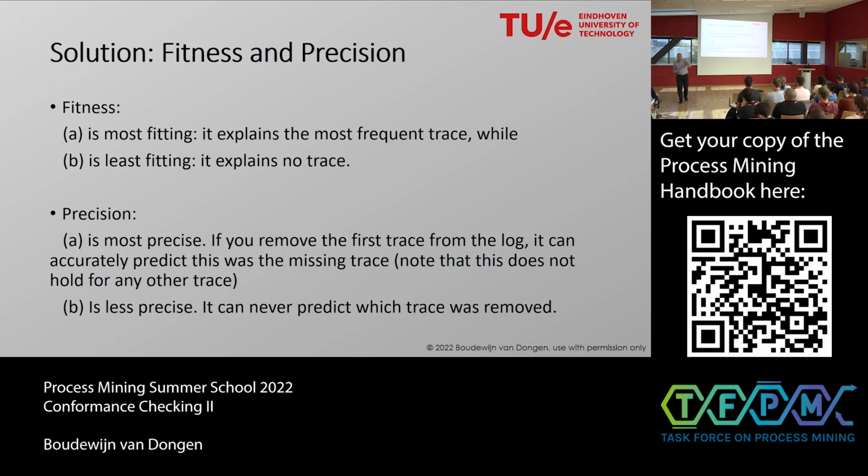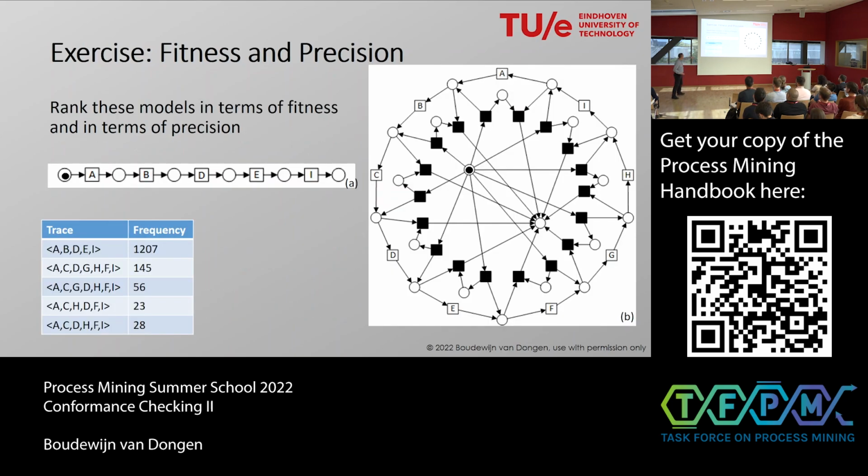If you remove this one trace from the event log, it can accurately predict that that is the one you removed. If I remove this trace from the event log, the first one, then it can actually predict that is the trace you removed from the data. If I remove the second trace from the event log, it will predict that you did not remove anything. And so does for the third, fourth, and the fifth trace. So there the prediction fails. But at least for the first trace, it's right in 1207 cases.